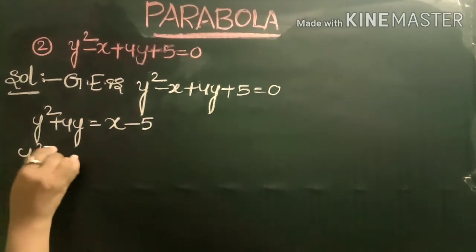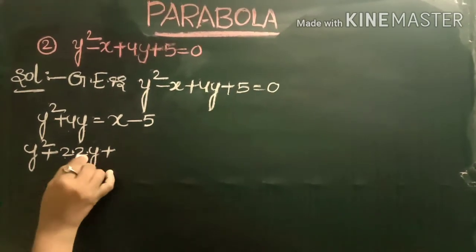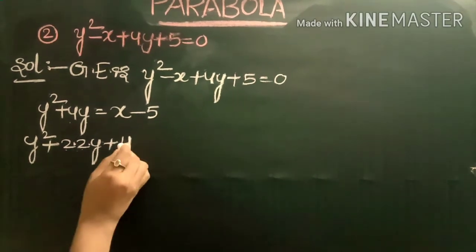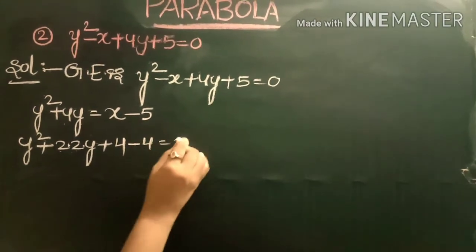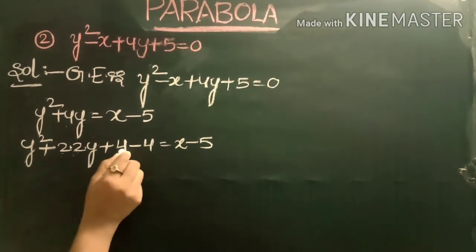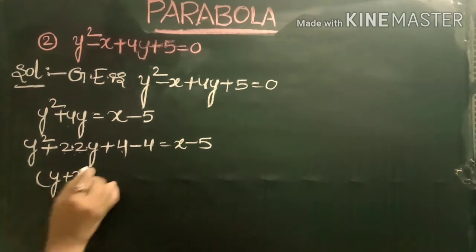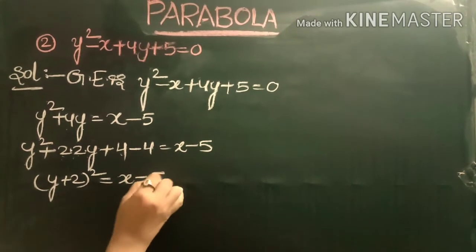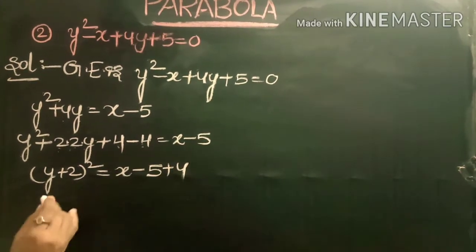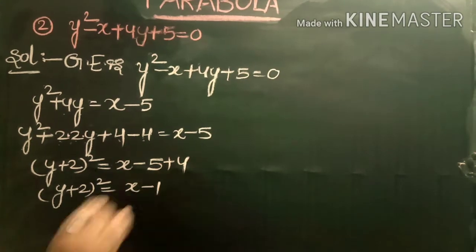Now this is y square plus 2 into 2y, that is 2 into 2 into y. Now this is in the form of 2ab where b is equal to 2. Now we are adding the b square value, that is plus 4 minus 4 is equal to x minus 5. Now y square plus 2 into 2y plus 4, a square plus 2ab plus b square, is nothing but y plus 2 whole square. This is equal to x minus 5 plus 4. Writing this minus 4 on that side becomes plus 4, so y plus 2 whole square is equal to x minus 1.